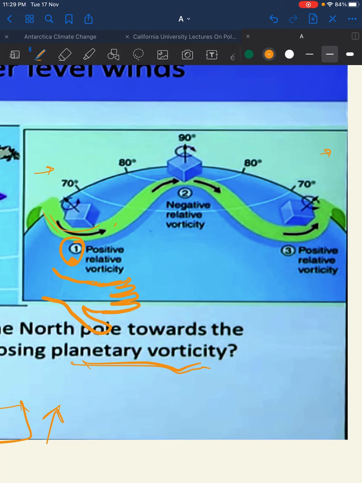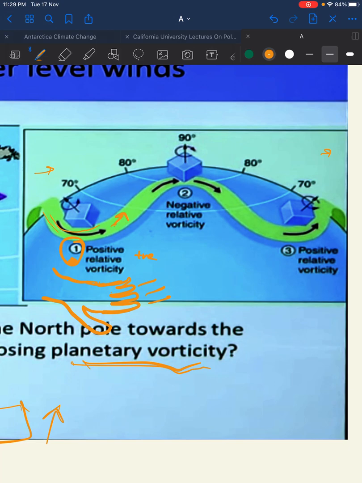Now we can see that all 4 of my fingers are pointing in the direction of the wind, and my thumb is in the upward direction, away from the screen. It is away from the screen, no? So in this case, this is your positive relative vorticity. If you have such a situation, that means it is a positive relative vorticity.